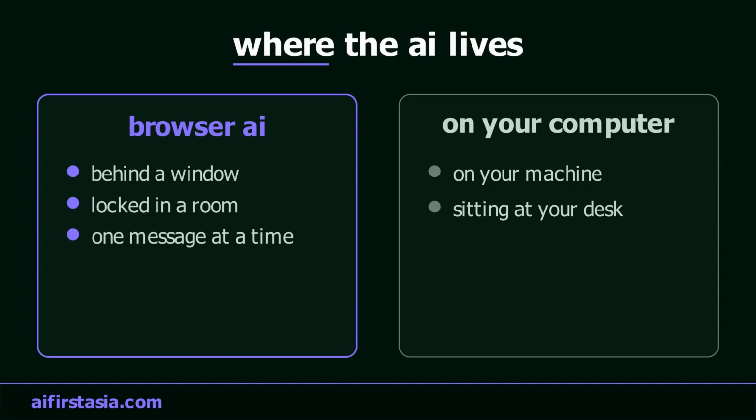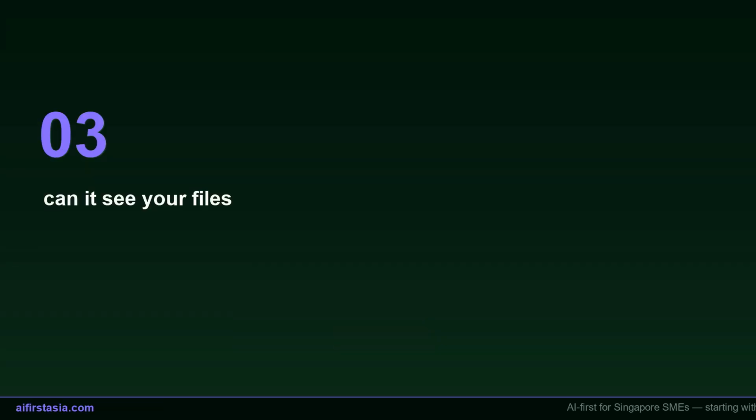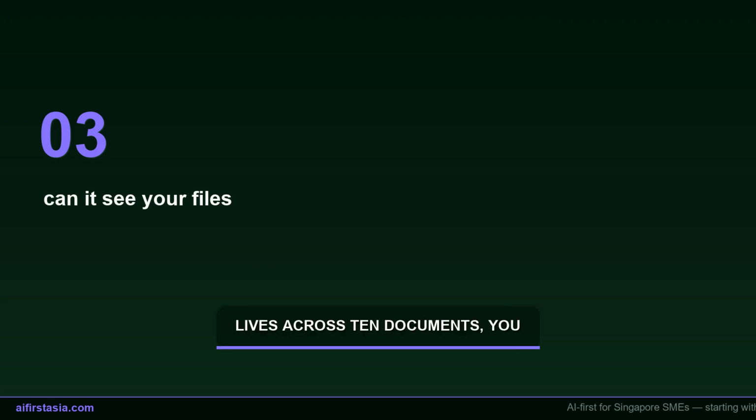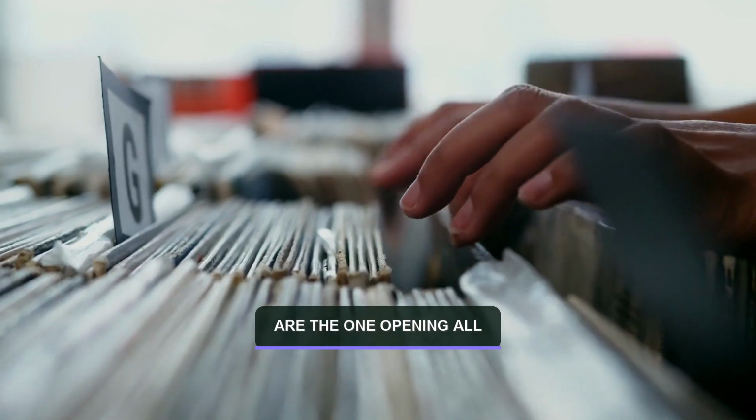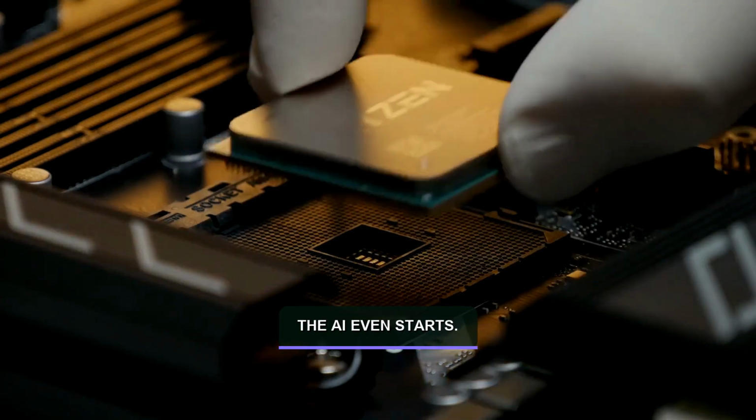Can it see your files? This is the dimension that matters most, so let me be precise about it. Browser AI cannot see your files. Full stop. Anything you want it to work with, you copy and paste in by hand, or you upload one file at a time. If the information you need lives across 10 documents, you are the one opening all 10, copying the relevant bits, and stitching them together before the AI even starts.